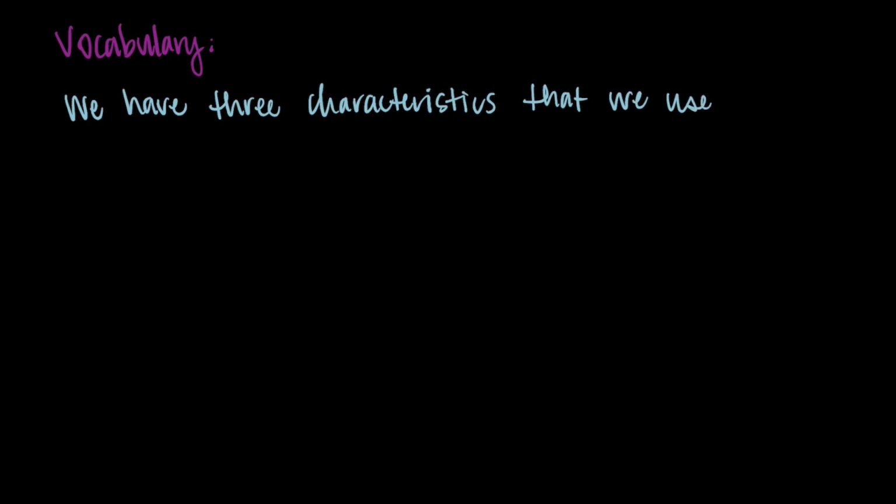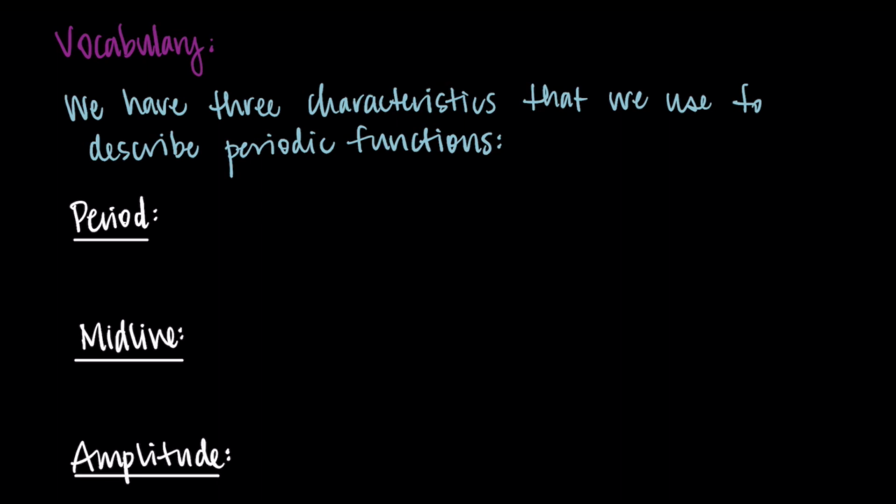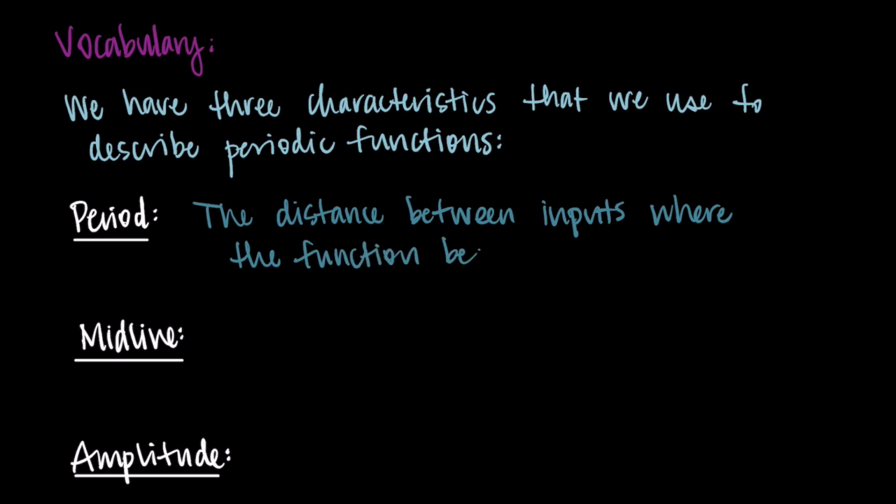Then we have 3 characteristics that we use to describe periodic functions. These characteristics are period, midline, and amplitude. On our sinusoidal functions, period means the distance between inputs where the function begins to repeat itself. We basically just want to know how long, in terms of input values, it takes for the function to begin a new cycle, to start its repetition again.